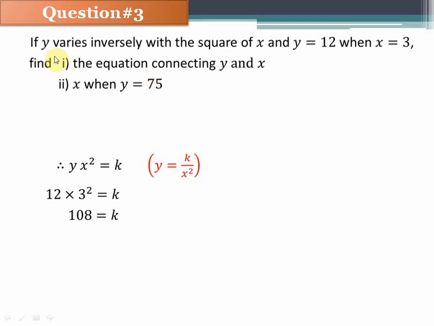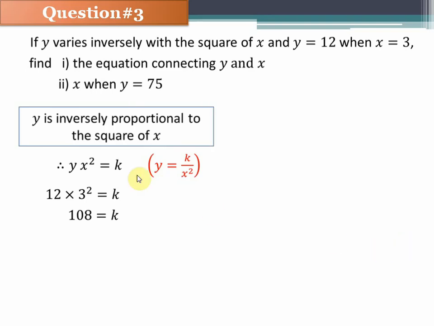Question number 3 is: if y varies inversely with the square of x and y is equal to 12 when x is equal to 3, find the equation connecting y and x. The second part is to find x when y is equal to 75. First find the connecting equation. Y is inversely proportional to the square of x. I hope you all are understanding these two types of proportion. Simply we write y is equal to k over x squared.